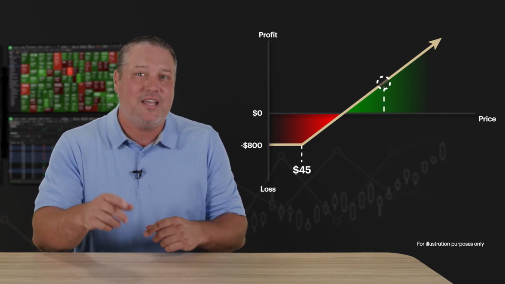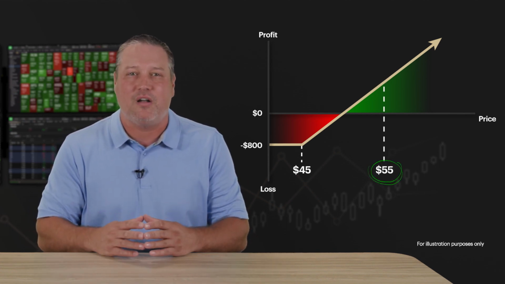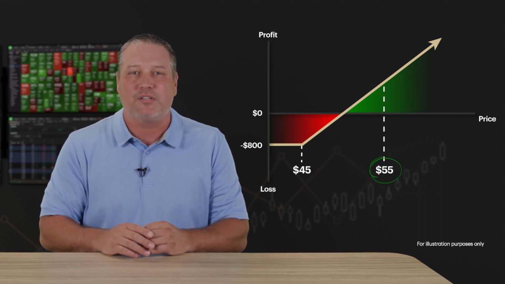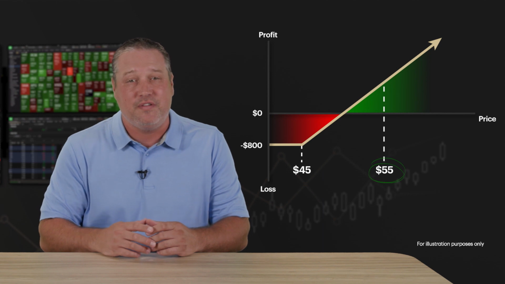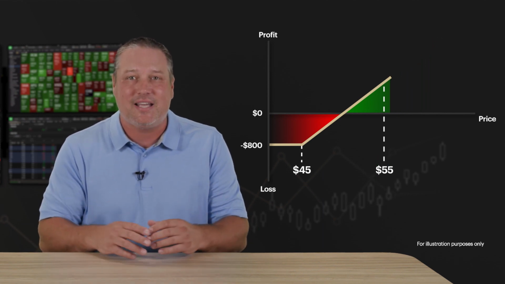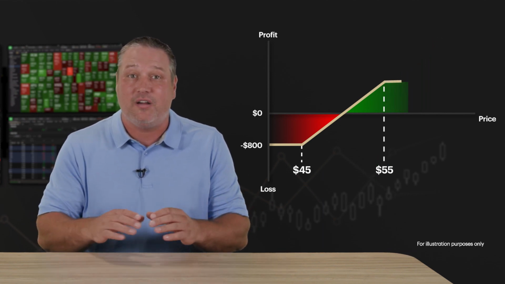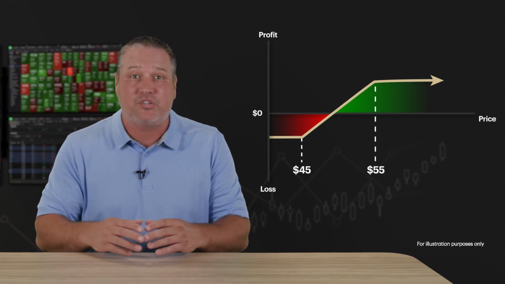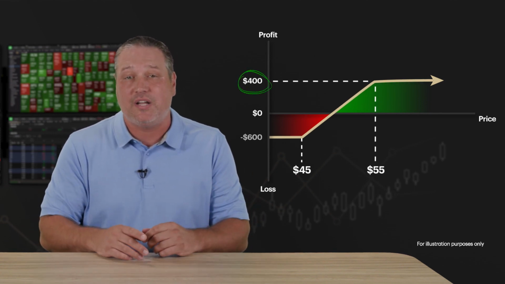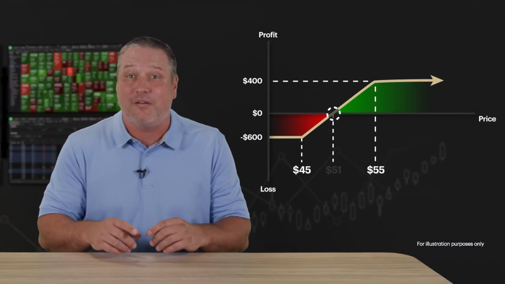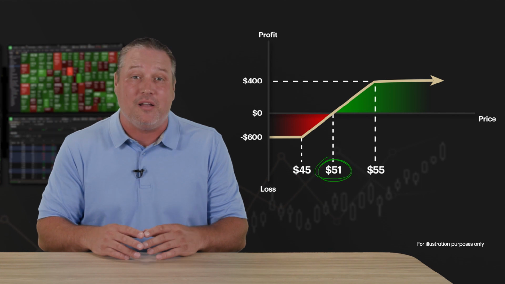For example, say you sell to open a March $55 call, bringing in $200. Now you're long the March $45 call and short the March $55 call. By adding the second option leg, your profit loss diagram changes. Your maximum potential profit on the overall trade is now $400, and your maximum potential loss is $600. And your new break-even point is $51 compared to the original $53.